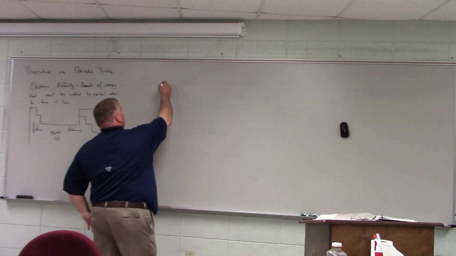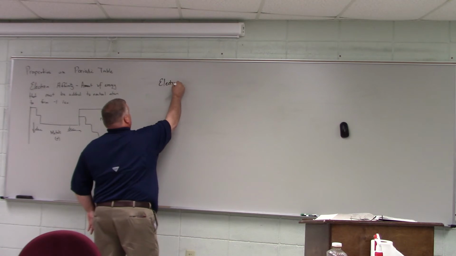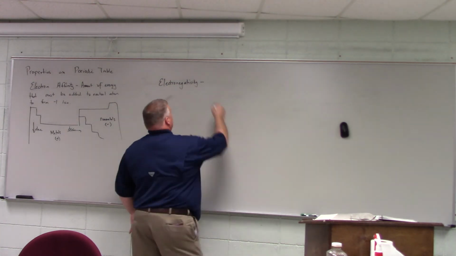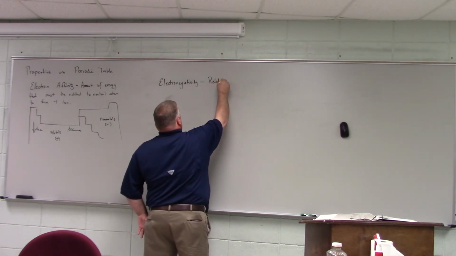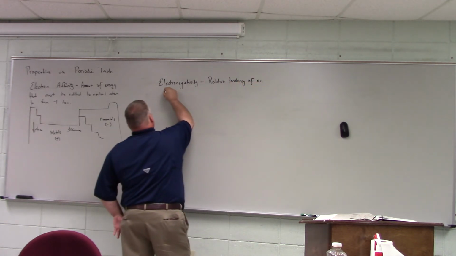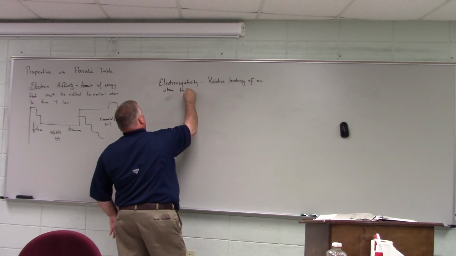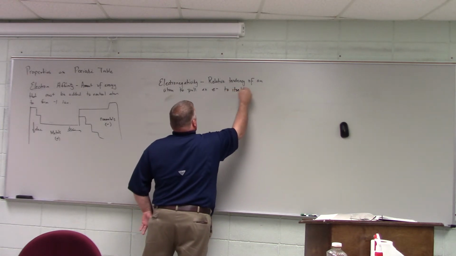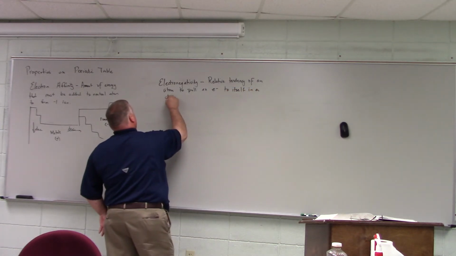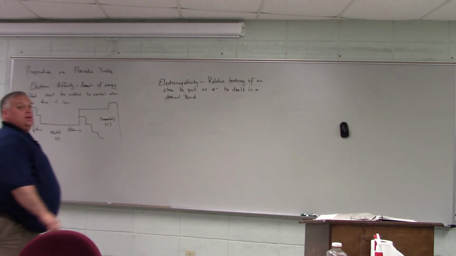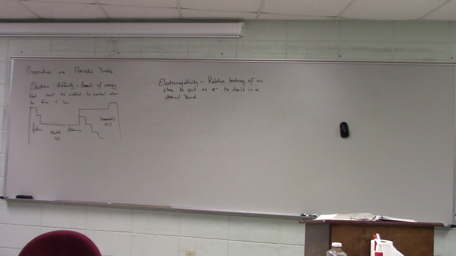Okay, another property, electronegativity. Electronegativity is the relative tendency of an atom to pull an electron to itself in a chemical bond. So, in other words, it's a ranking of how tightly the electron is pulled to one of the atoms in the bond.